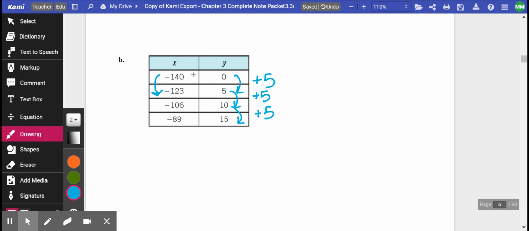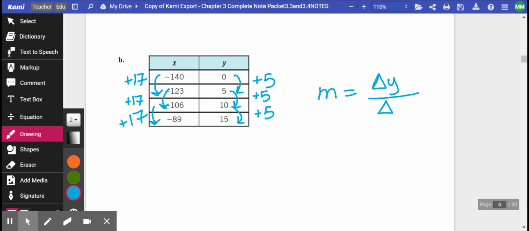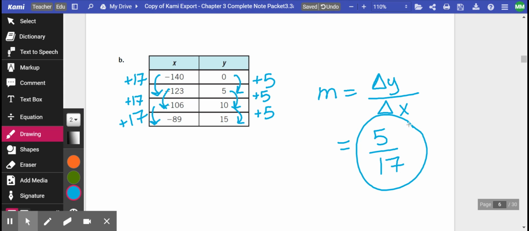All right, to go from negative 140 to negative 123, I would have added 17. Let's see if that works for the next. Yes. Negative 123 plus 17 is negative 106. And again, if I add 17 again, I would get negative 89. So remember that your slope is the change in your y values over the change in your x values. So we would have 5 over 17.